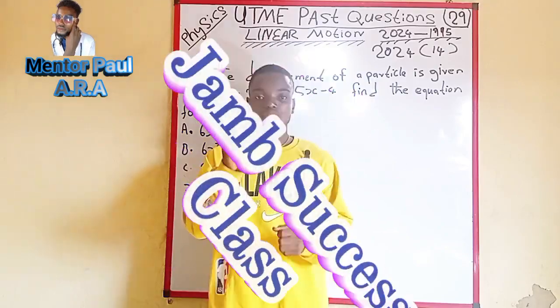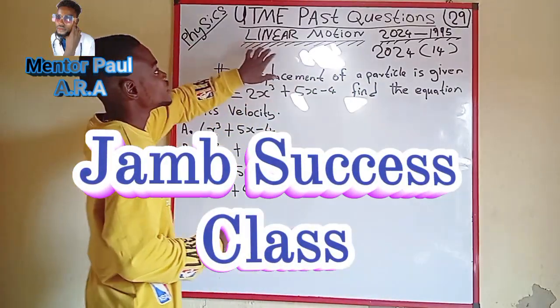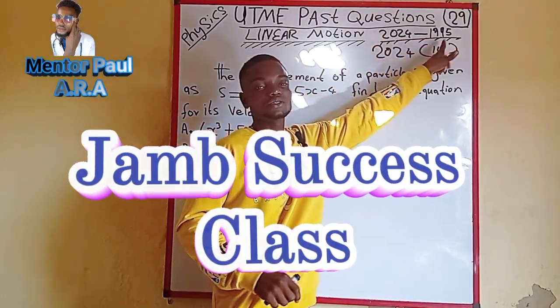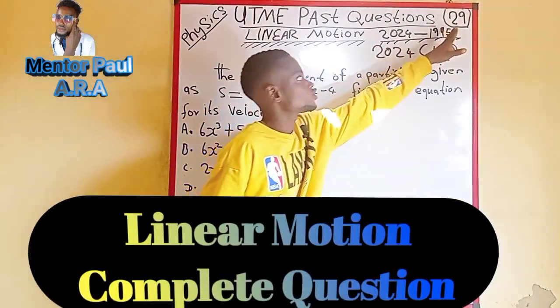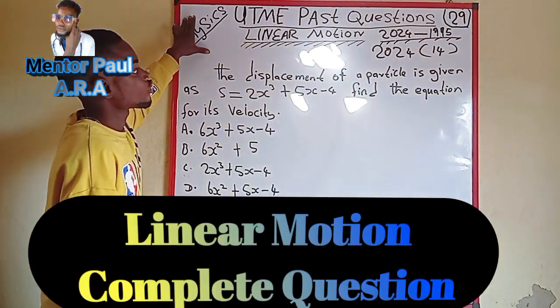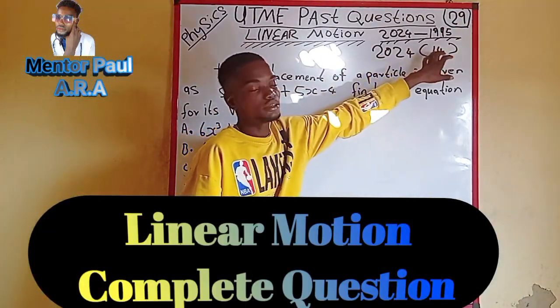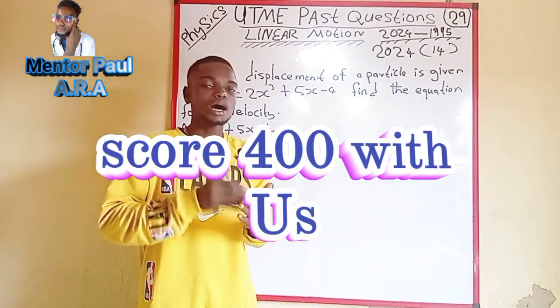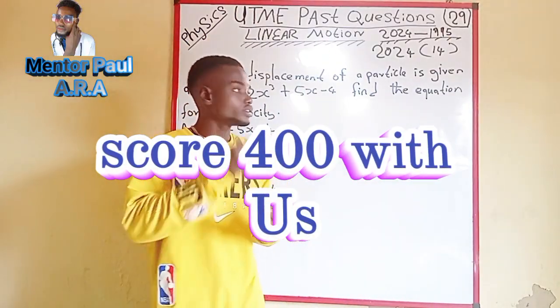Without wasting much time, in today's video, I'm going to take you all through linear motion in physics, starting from the year 2024 back to the year 1995. Actually, there are 29 questions. Now, this is from the year 2024, 14th part of the question.